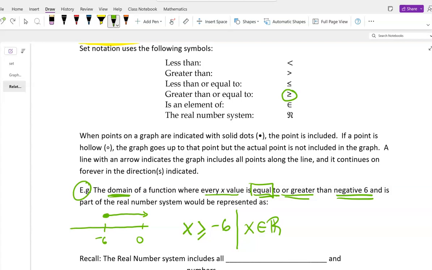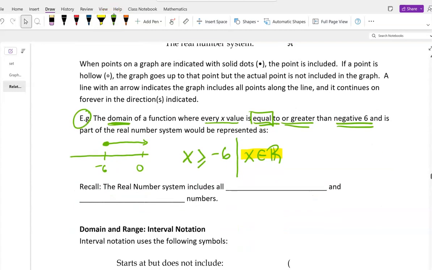Now, this second part, I don't expect you to put. I'm going to be okay if you just say x is greater than -6. But we'll try and do something like that. We'll try to get used to it.